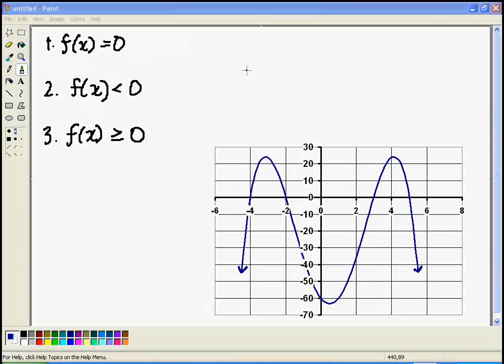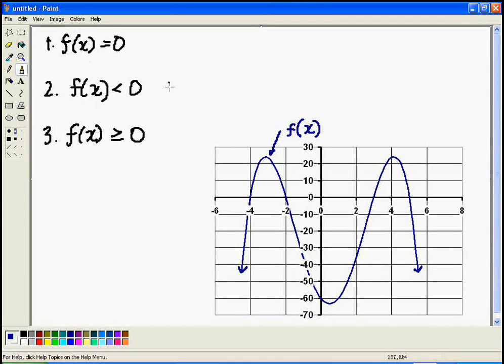This video will demonstrate how to solve a polynomial equation and polynomial inequalities using a graph. So here I have the graph of f of x shown here in blue. And I'm going to use that to solve the following equation, f of x equals 0.